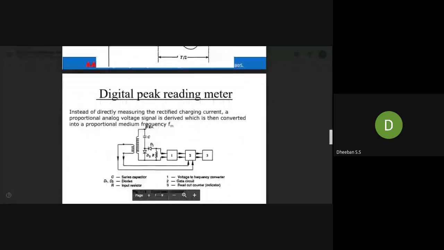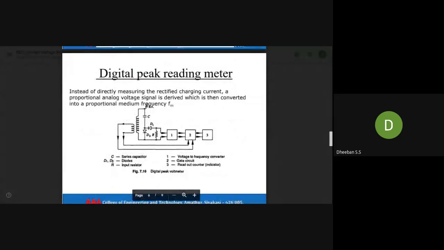So coming to the next method, a very interesting method, the digital peak reading meter. This is one important question. This one and CRO based measurement are important questions. You can expect these two in your university exam.